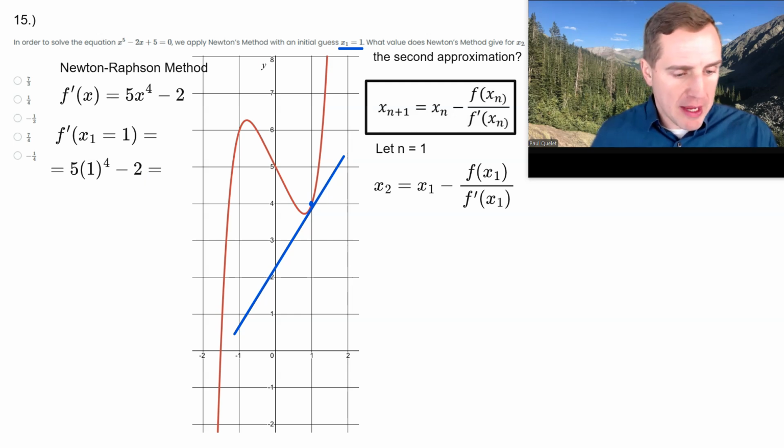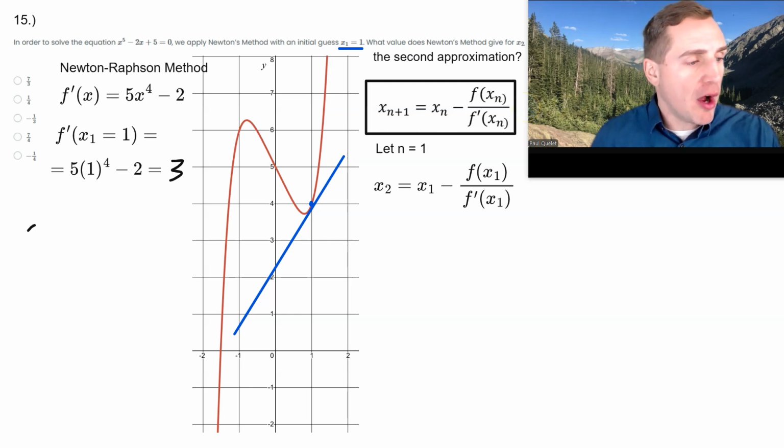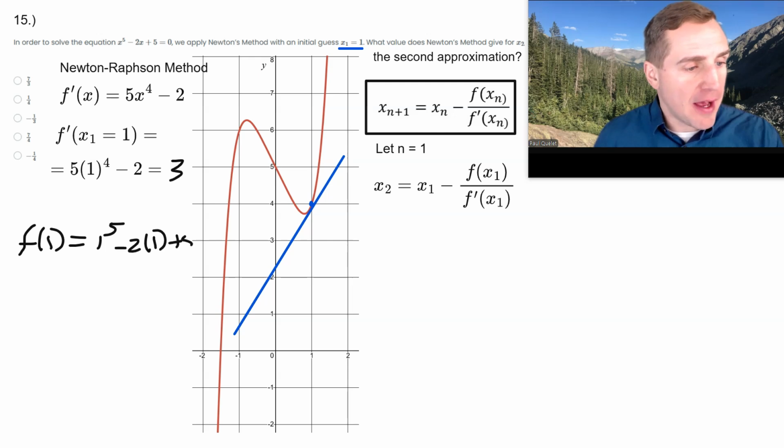So we have 3 for this derivative value. What happens if we plug in x equals 1 here? Well, f of 1, that would be 1 to the fifth minus 2 times 1 plus 5. So that's 1 minus 2, which is negative 1, plus 5, and that's equal to 4.